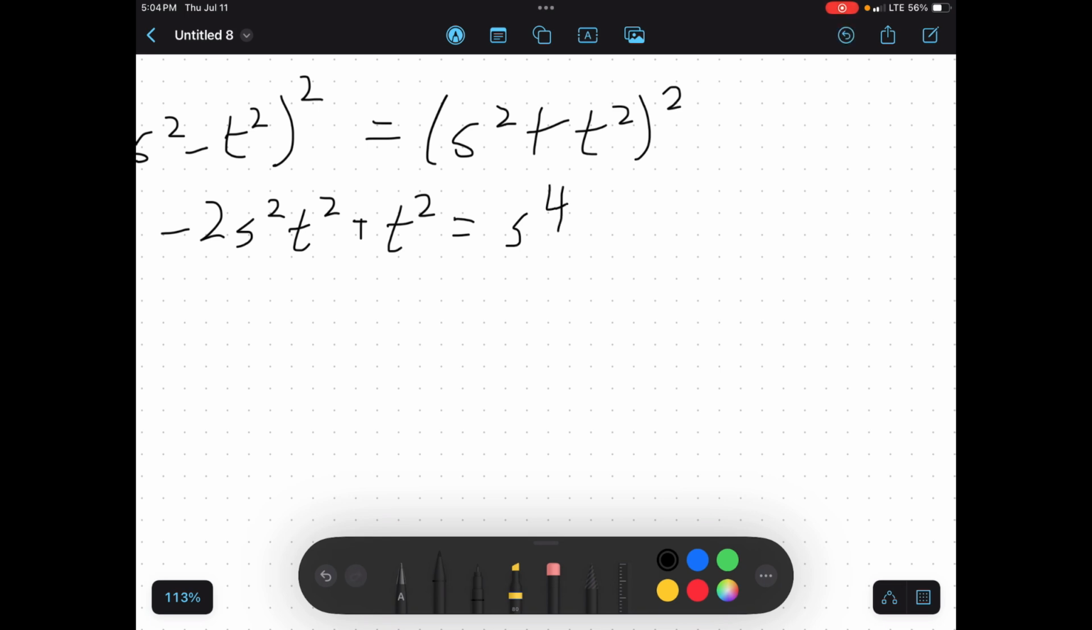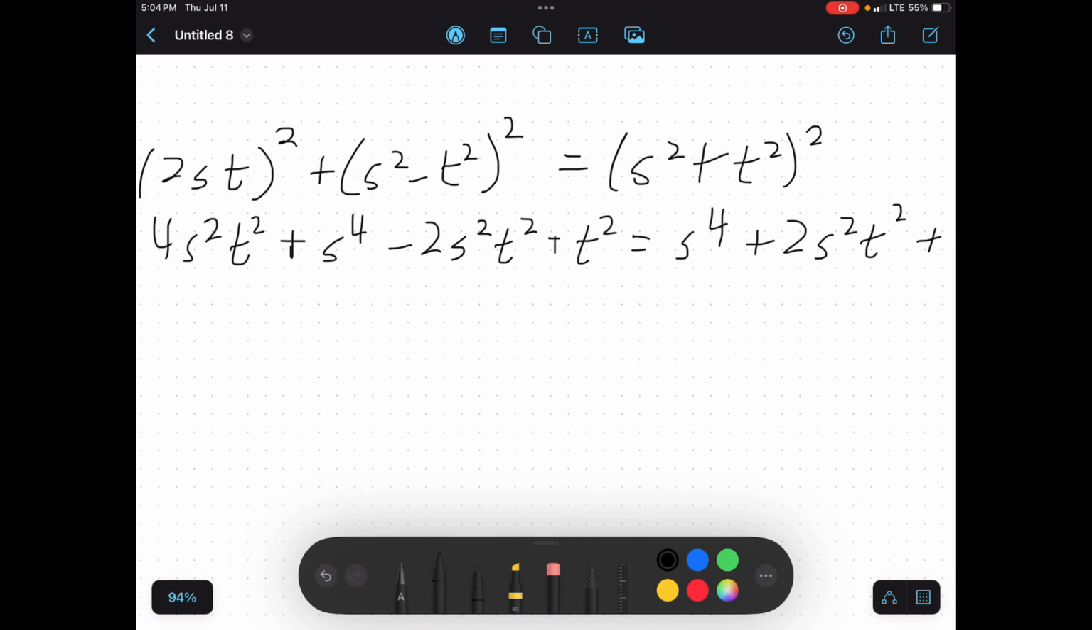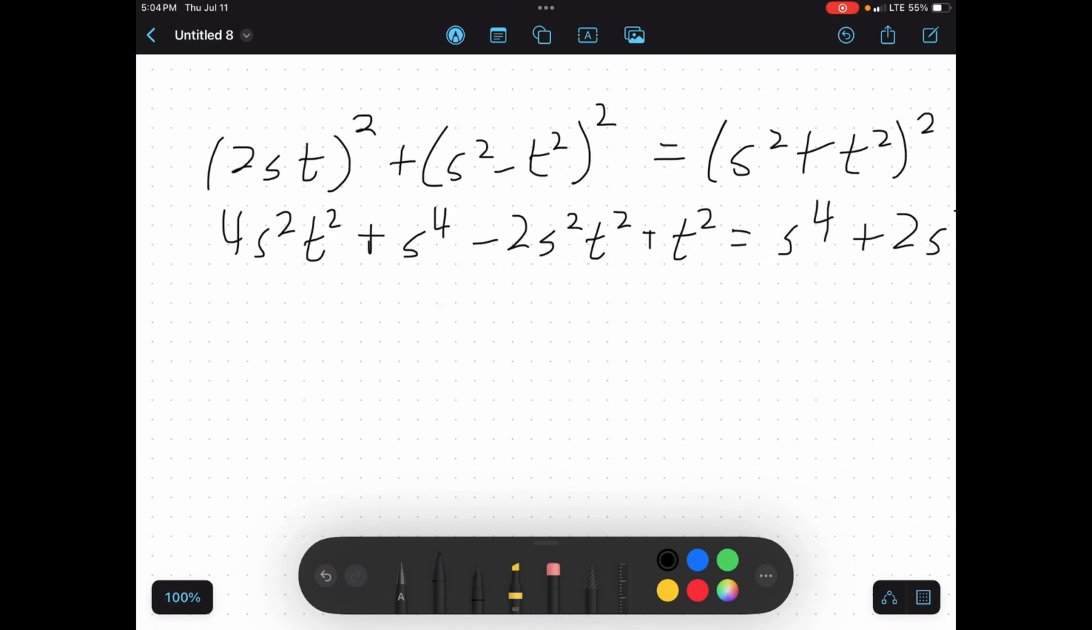s to the 4th plus 2s squared t squared plus t to the 4th, just by expanding that binomial. I would like to leave the right side alone. So let's operate on the left side.